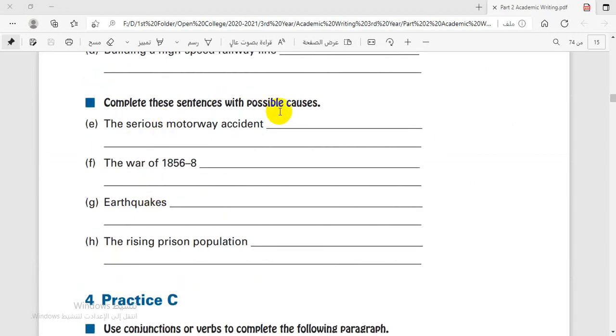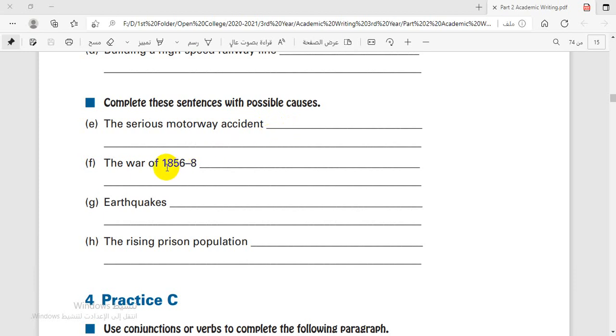Complete these sentences with possible causes. Here we have something opposite to the previous activity. Here we have effects, and we want to complete them with causes. For example, the serious motorway accident. Here we have an effect. We need a cause for it. For example, I need that was caused by the high speed of some drivers. It means that the serious motorway accident was caused by the high speed of some drivers.